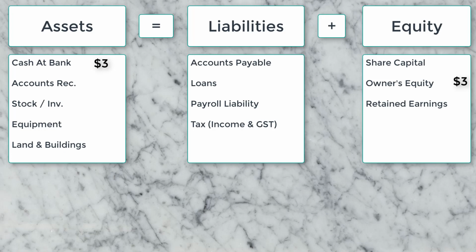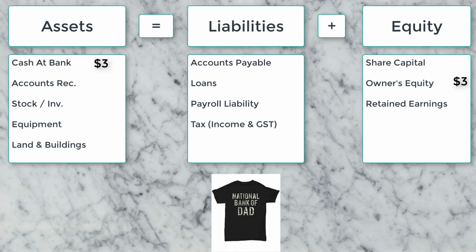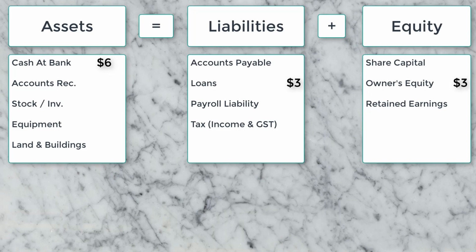Now, unfortunately, inflation's been running rampant, and her Tooth Fairy money doesn't have the buying power it once did. So enter the Bank of Dad. Now, he loans her another $3. Now, if we take a look at our balance sheet, we can see that we've got $6 in cash on the left, and $3 in loans, and $3 in owner's equity. And we balance.